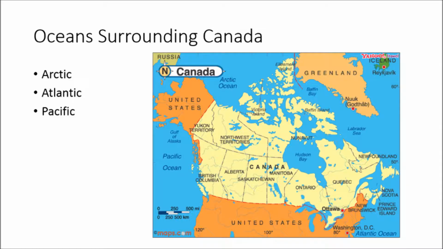So now we'll be looking at the oceans around Canada. There are 3 oceans surrounding Canada: Atlantic, Pacific, and Arctic.